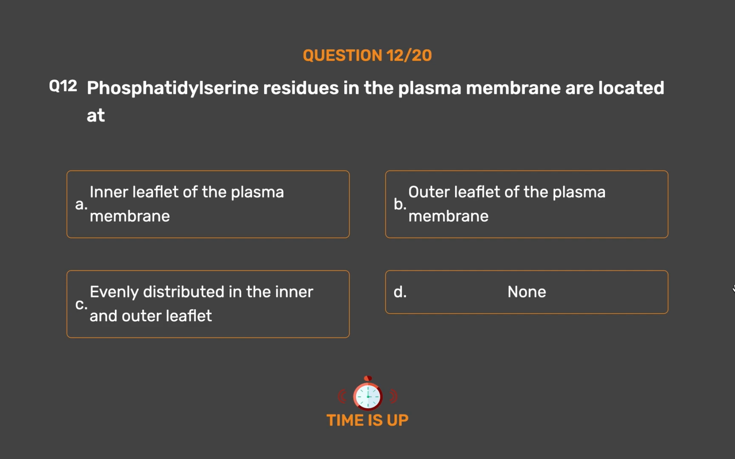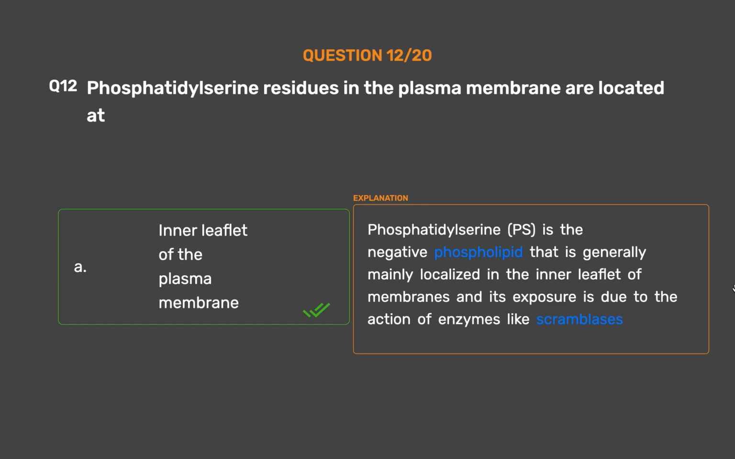The correct answer is Option A. Inner leaflet of the plasma membrane. Phosphatidylserine, PS, is the negative phospholipid that is generally mainly localized in the inner leaflet of membranes, and its exposure is due to the action of enzymes like scramblases.